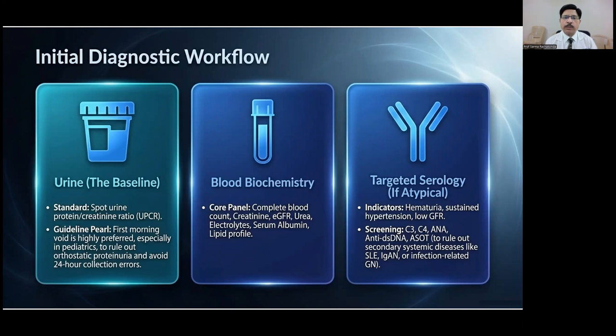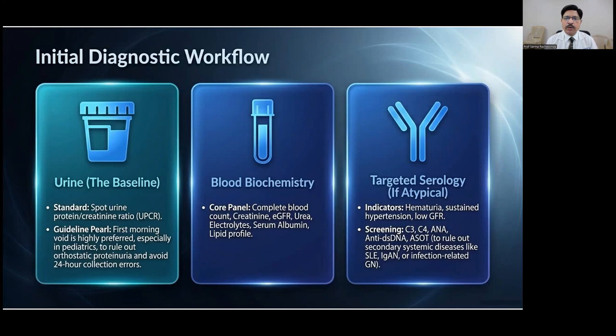What are the core blood biochemistry panels I do? Complete blood count, creatinine, eGFR, urea, electrolytes, albumin, lipid. Why lipid profile? We know dyslipidemia will be there. Why serum albumin? That is the diagnostic criterion. Electrolytes also you have to measure for treatment state. Creatinine and eGFR are required to measure the glomerular function.